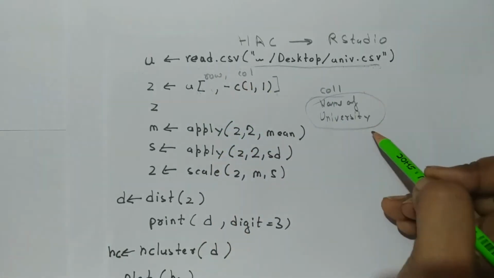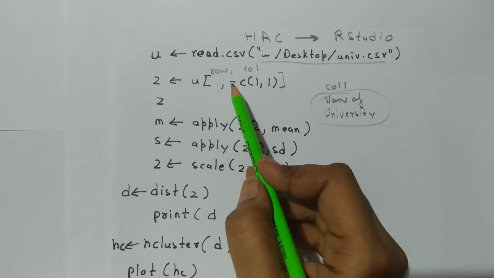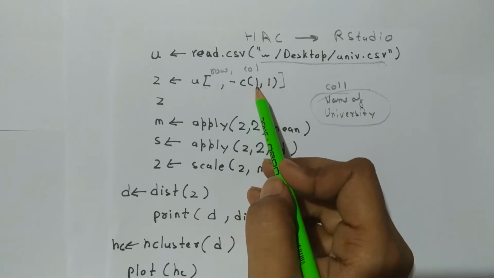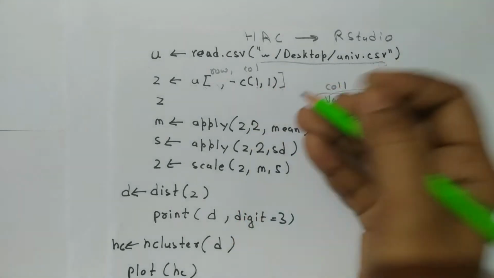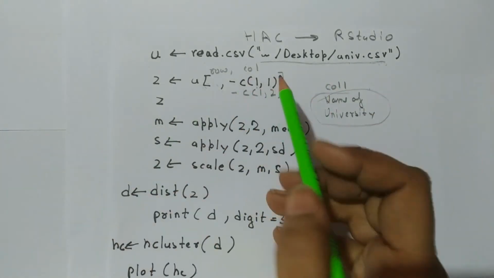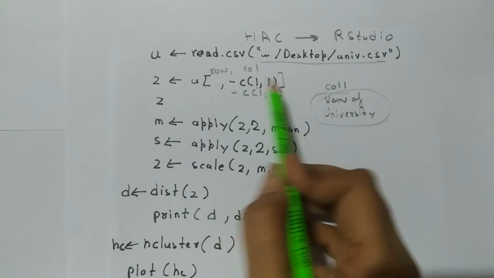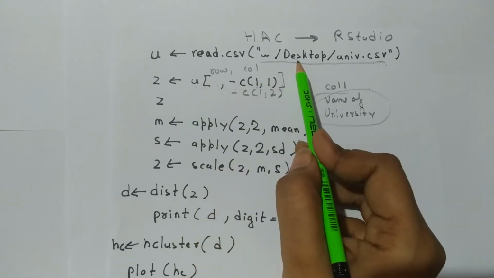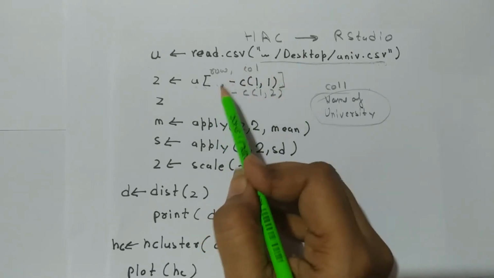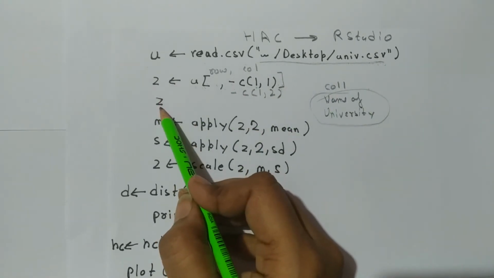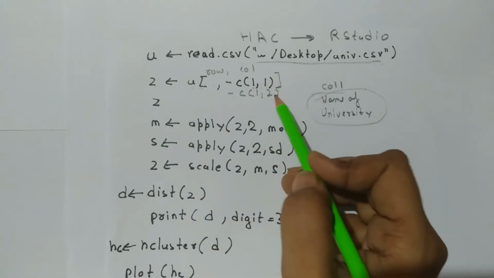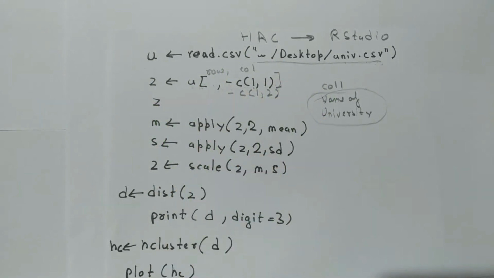Then I want to remove the first column. So how do we do that? Minus c(1,1). So this will remove column 1 only. If you want to remove the first 2 columns, it goes like this: minus c(1,2). But right now, we want to remove only 1 column. So this is u, which is my input file, and then minus c(1,1) because I want to remove the first column. Now z. If you give only z in RStudio, you will be able to see the data. So now this cropped data is stored in variable z.